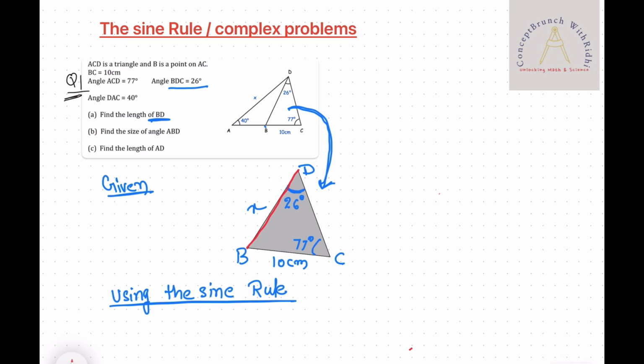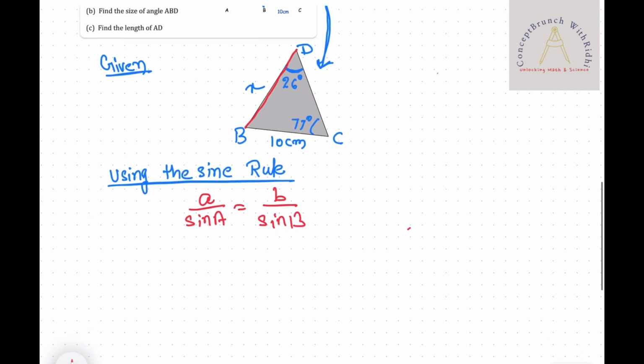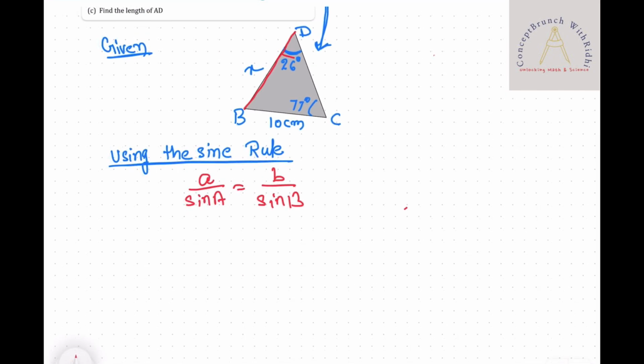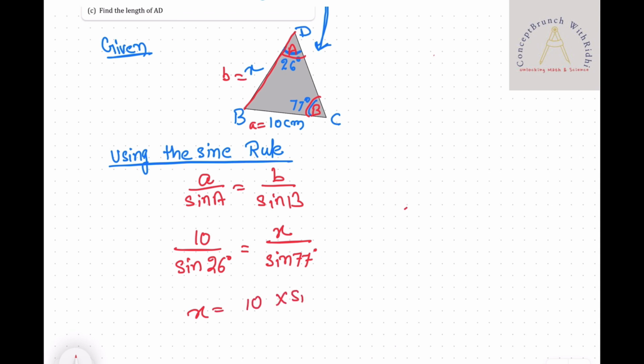According to the sine law, a over sine A equals b over sine B. Let's see what is a and what is b here. Here I'll assume this as small a, and here we can assume this as small b. Let's apply this. So we can say 10 over sine 26 degrees equals x over sine 77 degrees. Let's do a cross multiplication. So x is going to be 10 times sine 77 divided by sine 26 degrees.